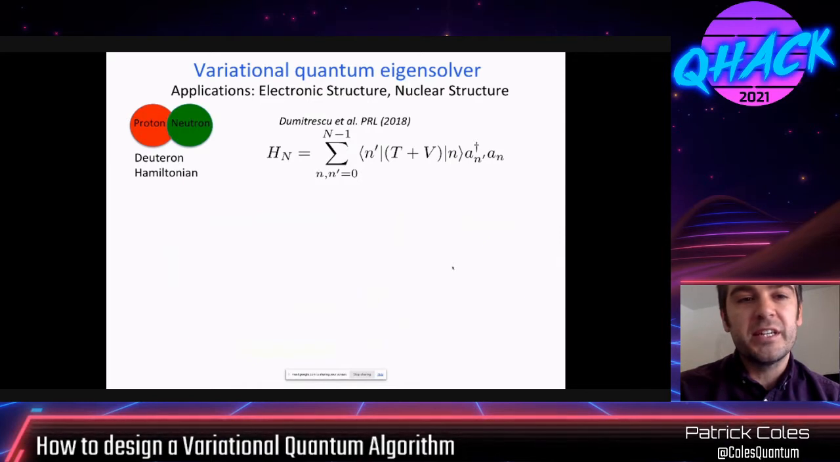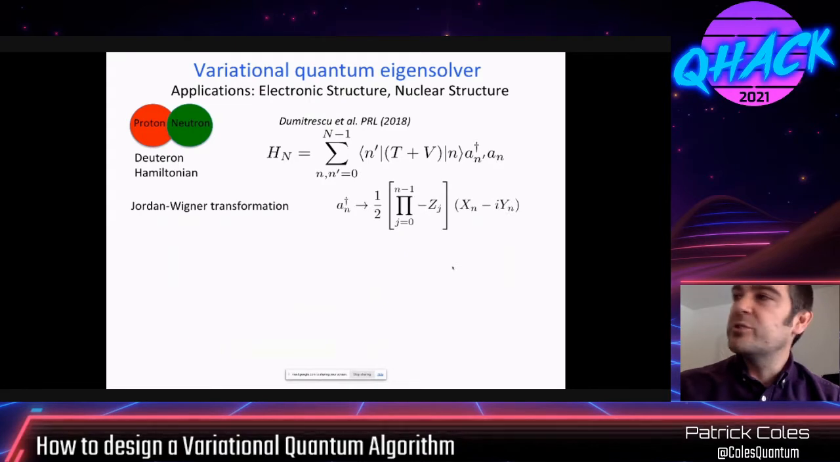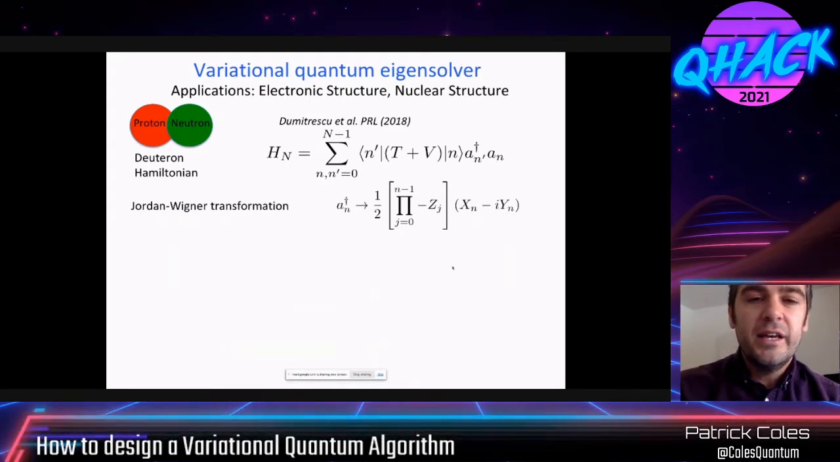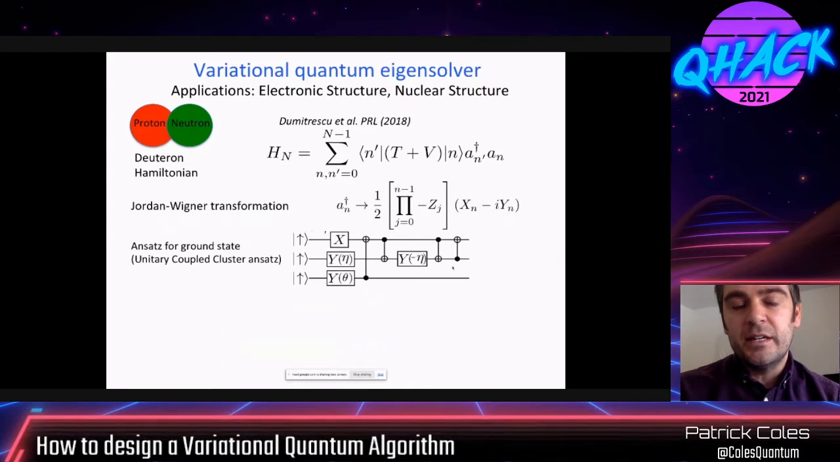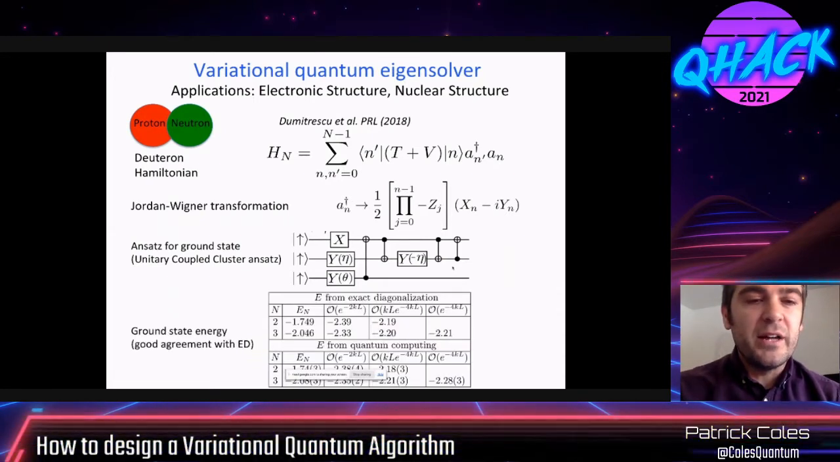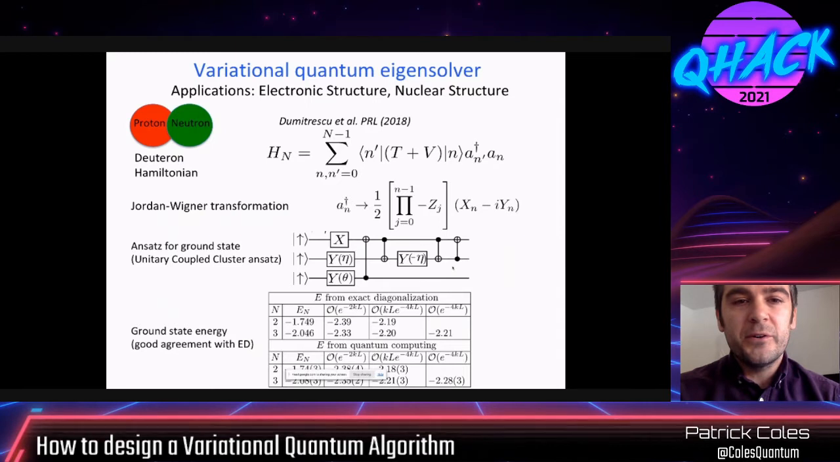There was a nice illustration in this PRL paper where they solved for the ground state of the deuteron Hamiltonian, starting with the fermionic Hamiltonian. They then transform it into Pauli operators, and then they have a simple ansatz for the ground state, and then they train the parameters of this ansatz in order to solve for the ground state energy, and they find good agreement between the ground state energy from the quantum computer versus the one that they get from exact classical diagonalization. And many people are building on this and developing VQE further.